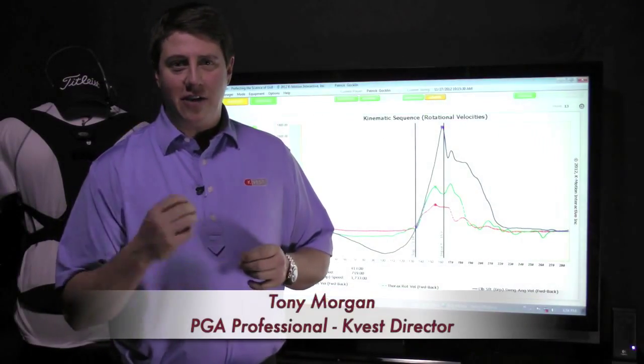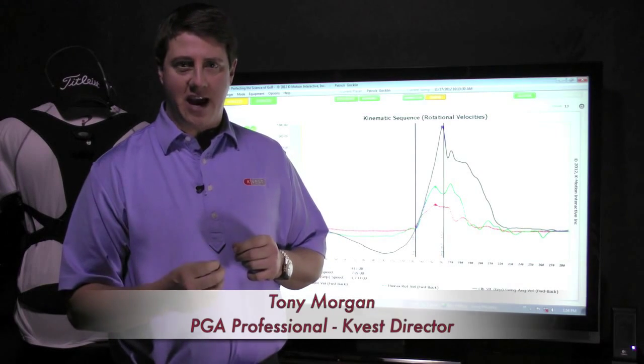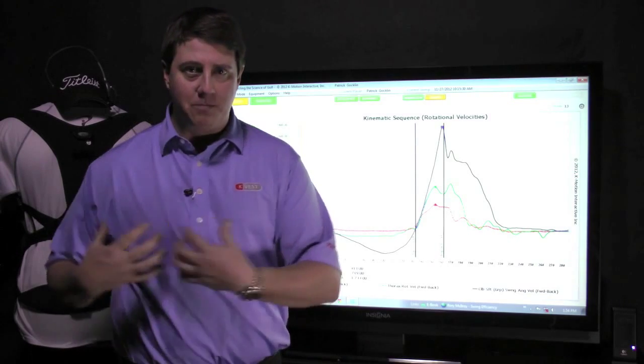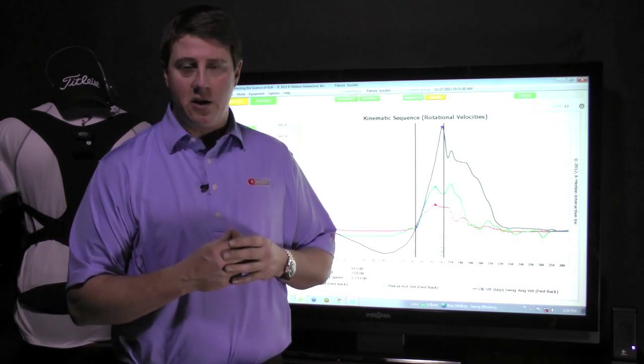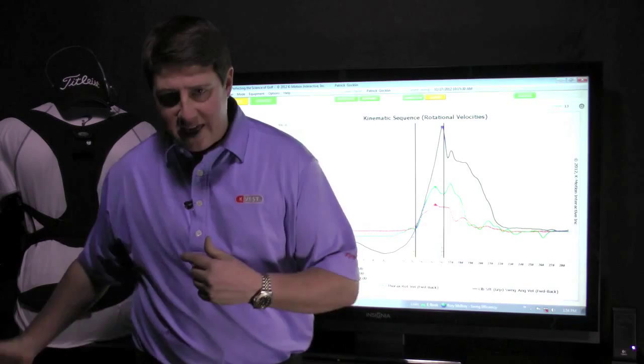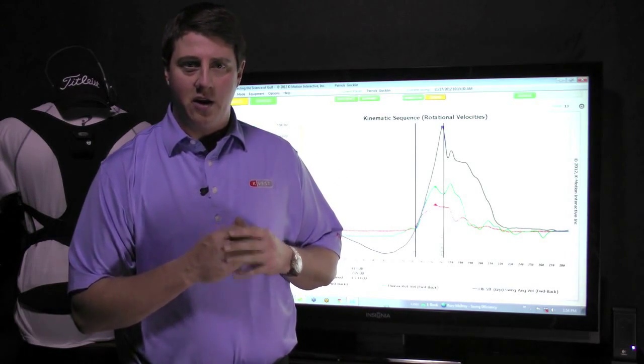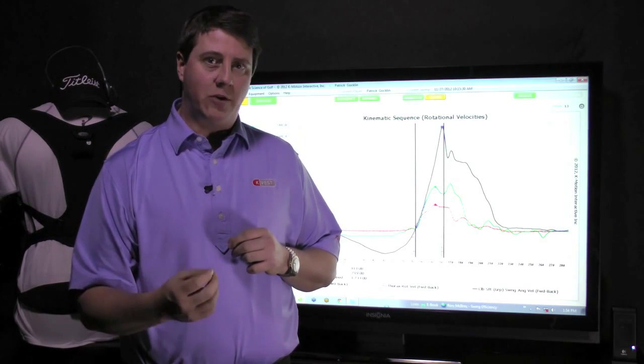Thanks, Mike. Now let's take a look at Patrick's Kvest data. What we really want to do here is find out how Patrick's body was moving in 3D so we can really start to learn why that club was going too far out to the right in his downswing. Now we're going to start with a kinematic sequence graph.